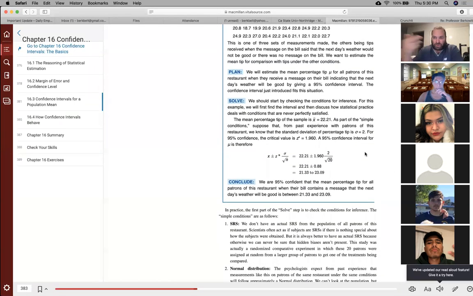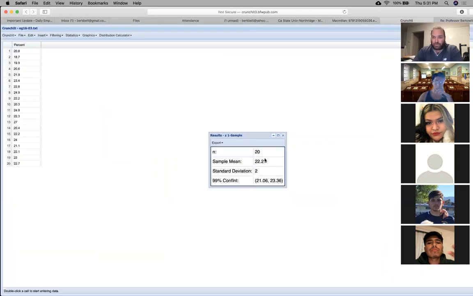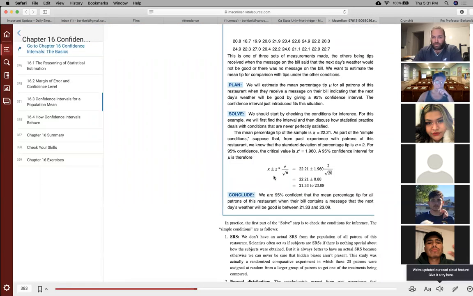And we'll start again here next time is a test, of course, but the time after that we will recap this a little bit. So where did X bar come from? Well, if you look at Crunch It, that was your sample mean. That is your best estimate. It's just the average of all of them. So 22.21. What was sigma? They told me sigma was 2. What was n? My sample size. My sample size was 20. The question is, how do they know that Z star is 1.960?